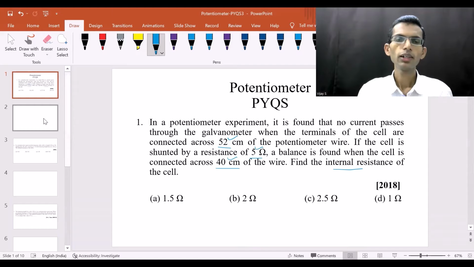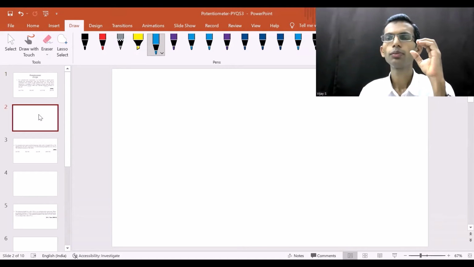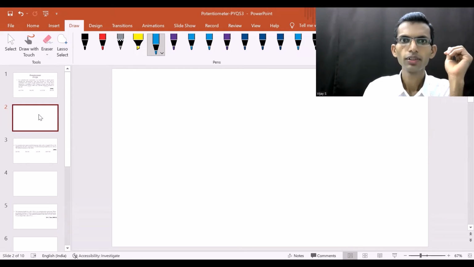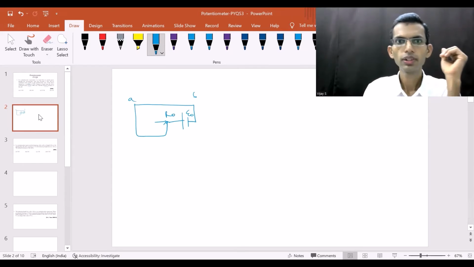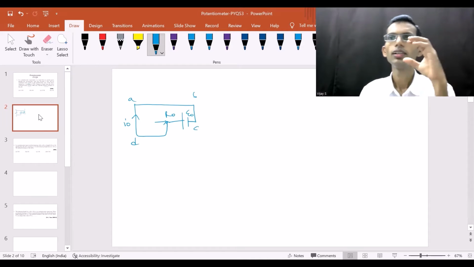Right. That means the potentiometer circuit for the cell case can be drawn like this. You can see, it consists of long wire AB of uniform cross section in series with battery E0 and rheostat R0 here, which is kept at suitable position so that a constant current I0 flows through the main circuit of the potentiometer, which is ABCDA.